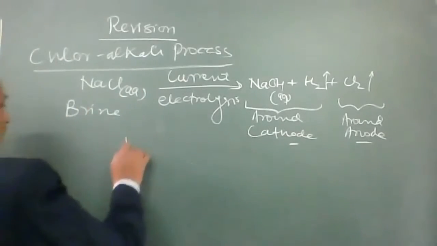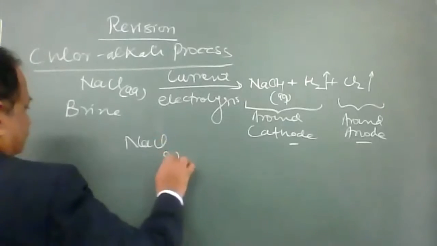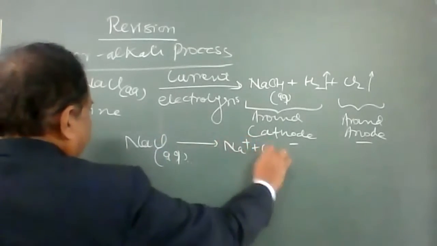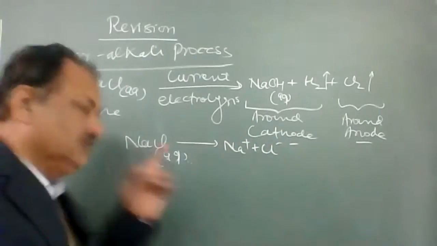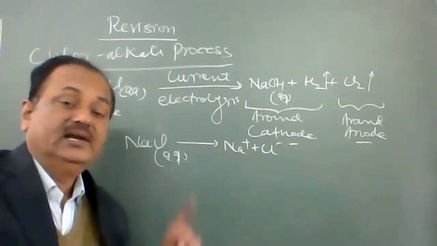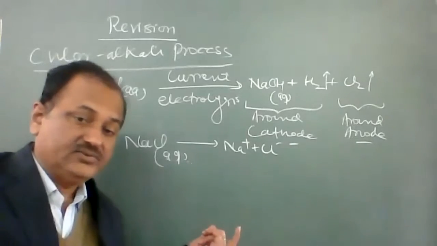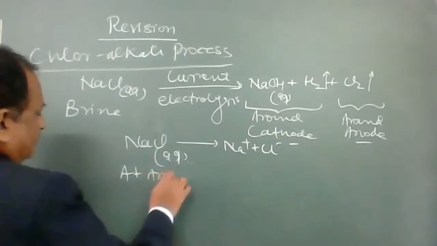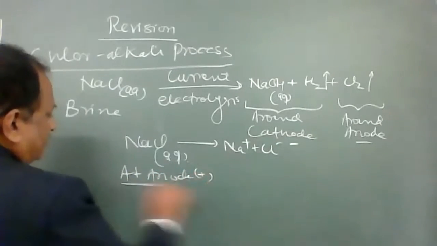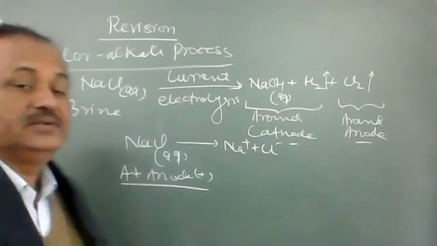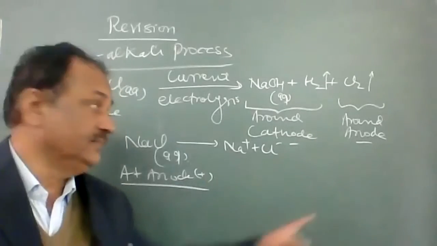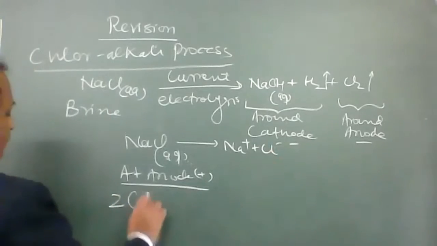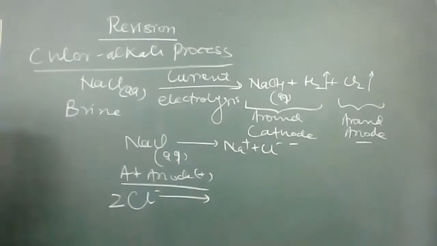Like how it proceeds: NaCl aqueous. First of all, it breaks into the sodium ion plus Cl. This is the first reaction. NaCl is split into sodium ion and chloride ion. Then at the anode, what happens? The anode is positive. At the anode, negative particles will go. The negative is the chloride ion. So two chloride ions will go, and at the anode there is always oxidation.